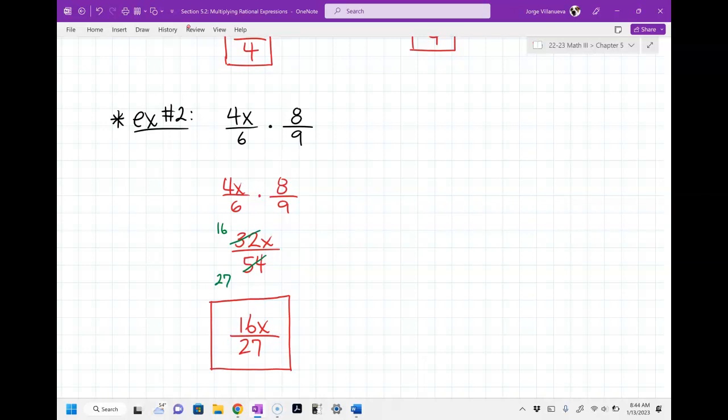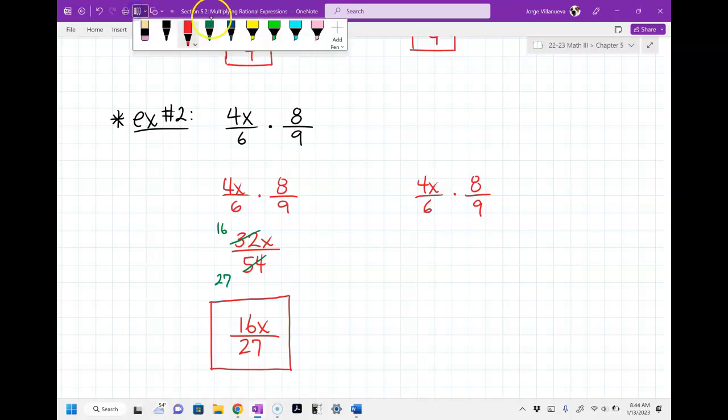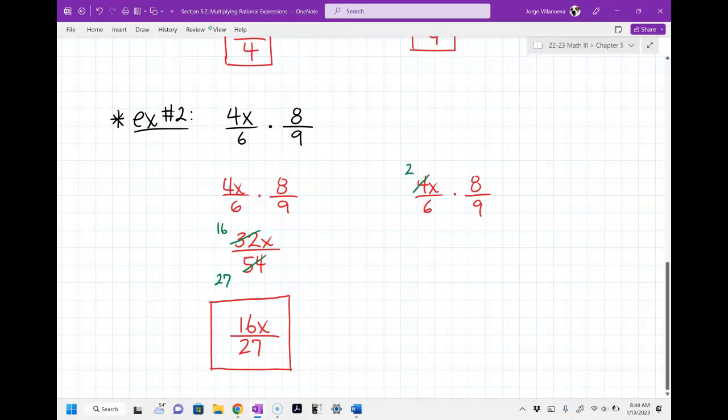Okay? So we're done. Now, if you want to do it the other way, where you try to simplify first, it gets a little messy, but here we go. Just take your time with it. Okay. 4 and 6. I can reduce those by 2, right? So this will be 2x over 3. Okay? So I can reduce first.